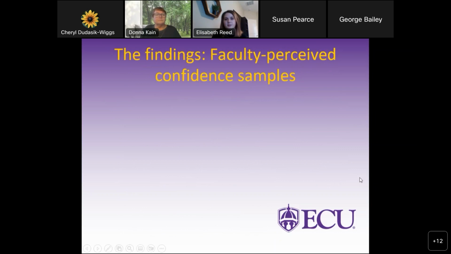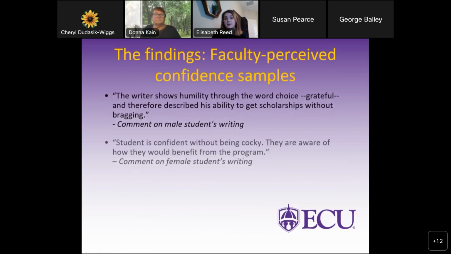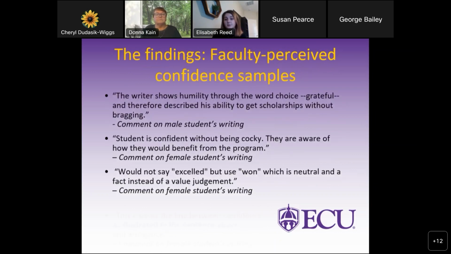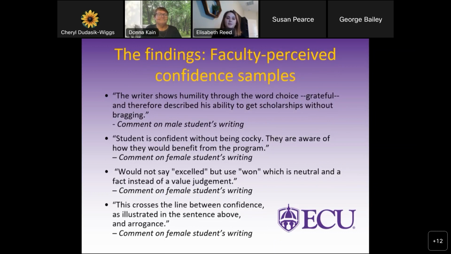And then here are some of the examples of the feedback that faculty reviewers gave to students. Notice how they tended to like when students were objective, like in that third bullet point, would not say excelled, but use one, which is neutral and fact instead of value judgment. Or in that first bullet point, where they really emphasize being modest about their achievements, not bragging.